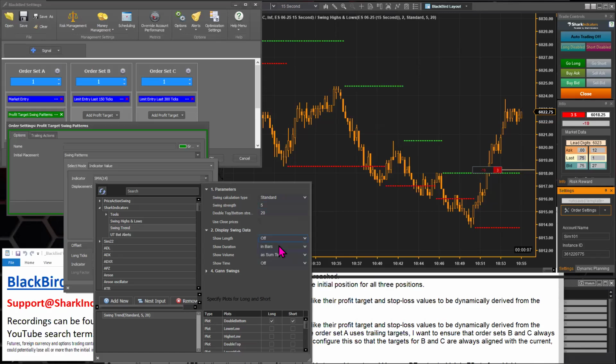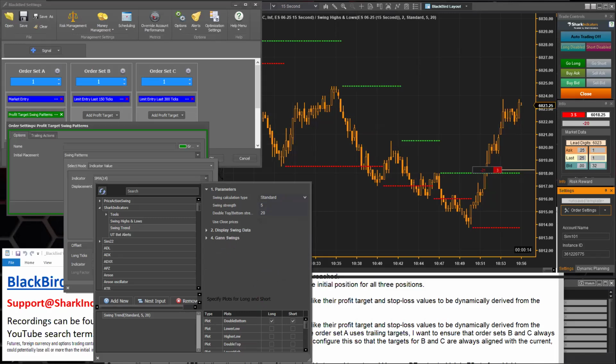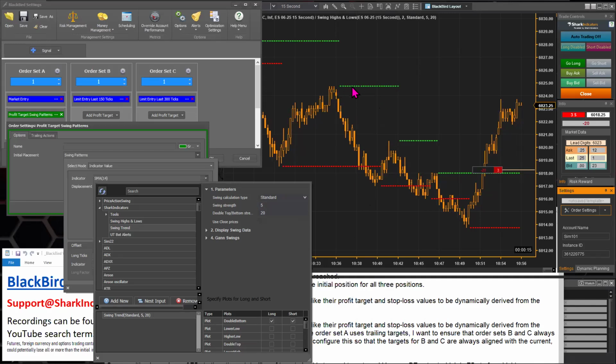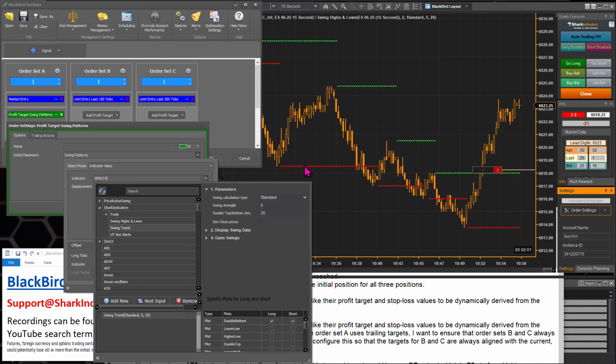You don't really need to do this, but I'm just going to turn all this stuff off just for good measure. There. All right. Now we need to select the correct plots here. So in a short trade, if we're going short, we're taking the swing high, the highest point, and adding 75 points. If it is a long trade, we're taking the low and adding 75 points.